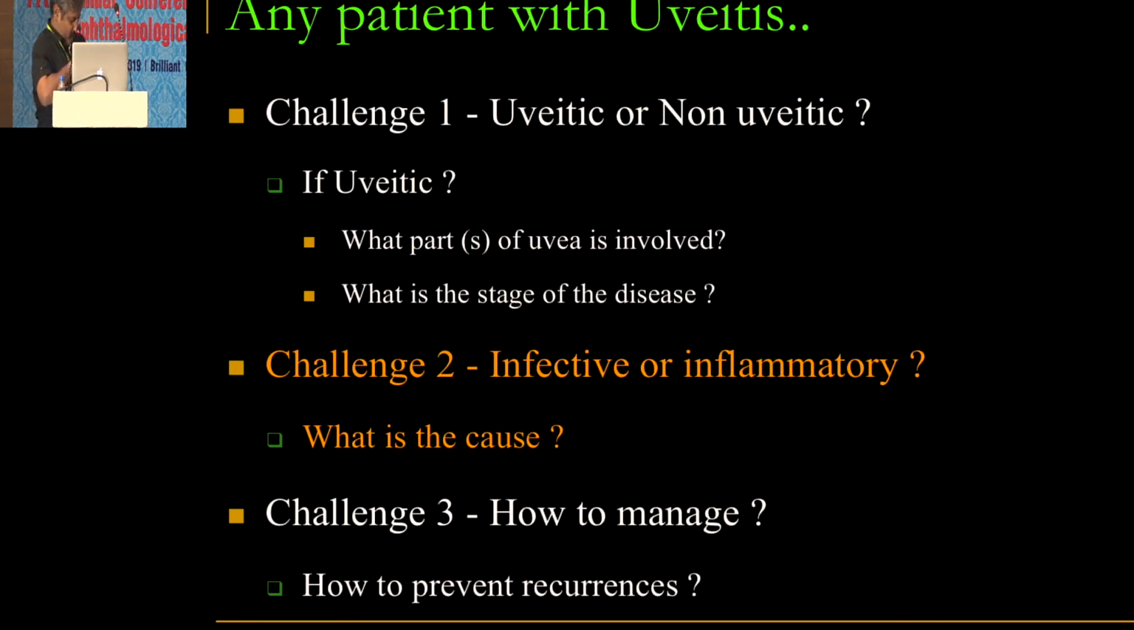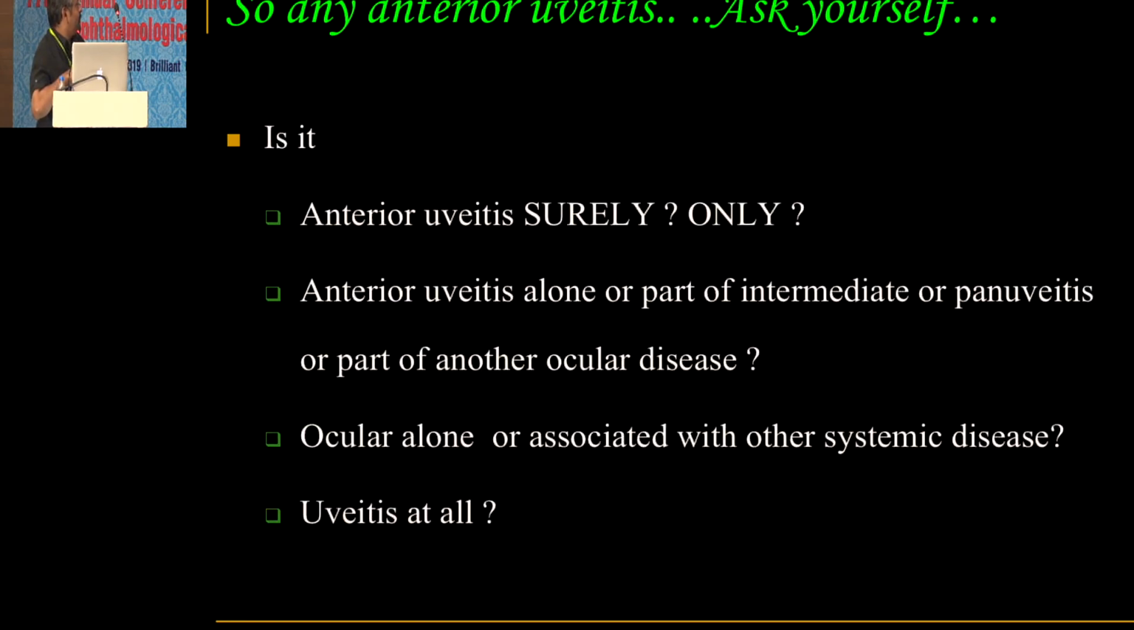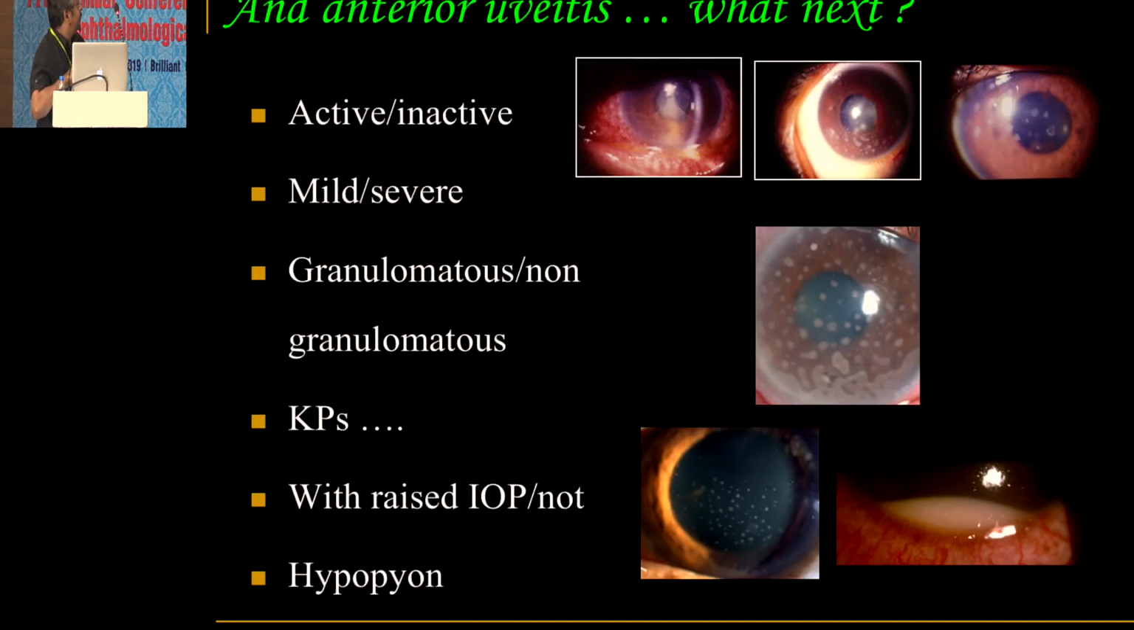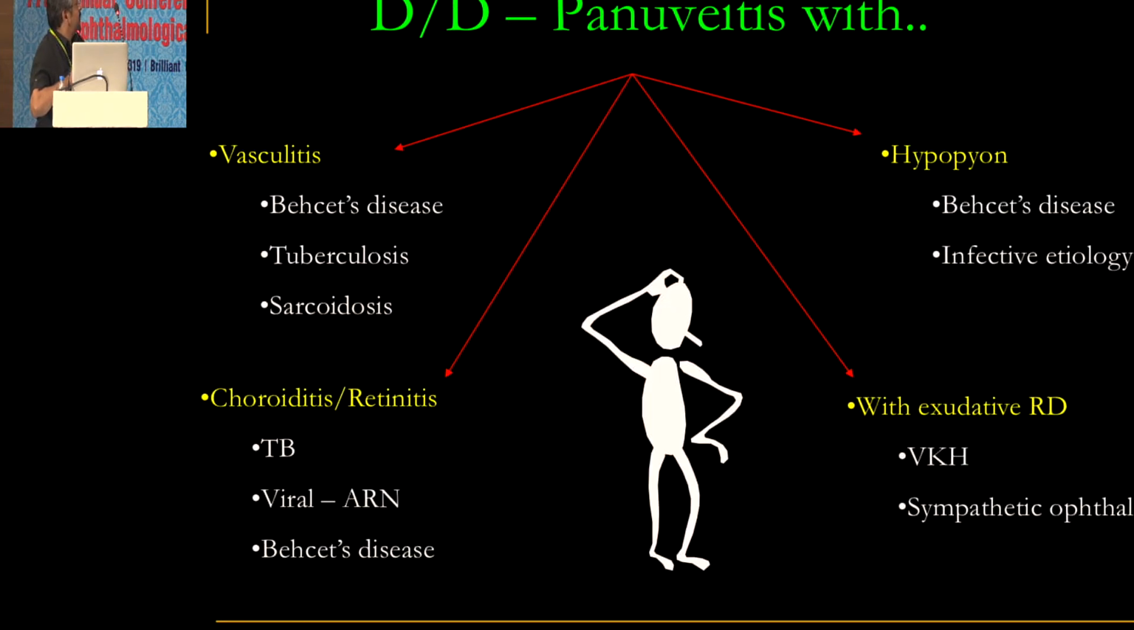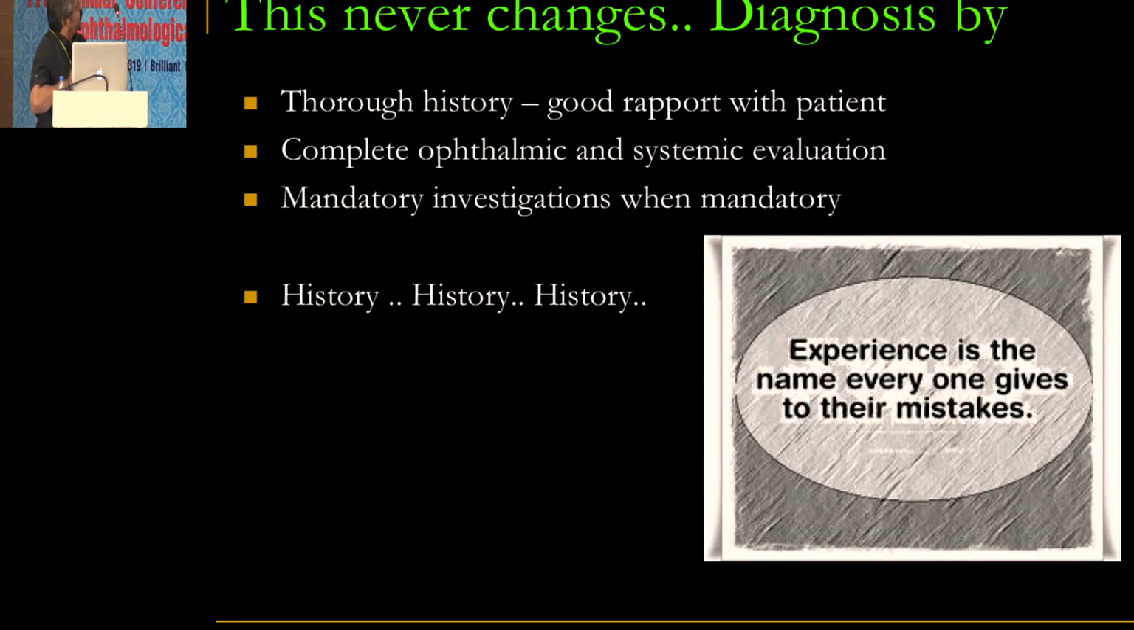So, to summarize, any patient with uveitis, you see whether it is uveitic or non-uveitic. If it's uveitic, which part is involved, infective or inflammatory, and how to manage. Anterior uveitis, you go through all the checklist. See if it is active, mild or severe, which type of anterior uveitis. And if it is posterior uveitis, see if it is retinitis or choroiditis or retinochoroiditis. And panuveitis, which group does it belong to? So this never changes.